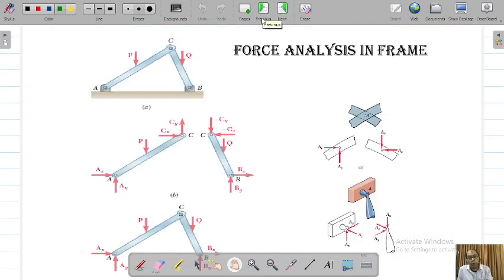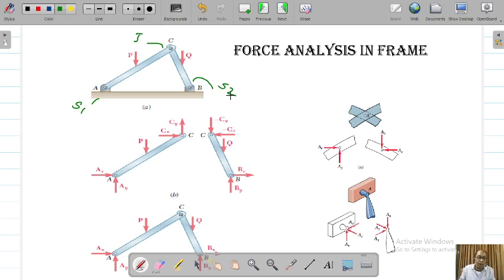Okay, just a reminder, force analysis in a frame. This is a frame. It has two members. This is a pin, this is also a pin. These are supports, and this is your joint. This is your joint, this is your support 1, this is your support 2, at A and B.